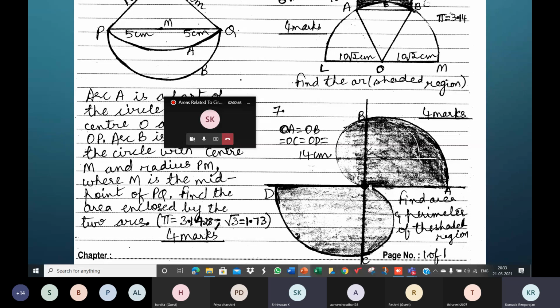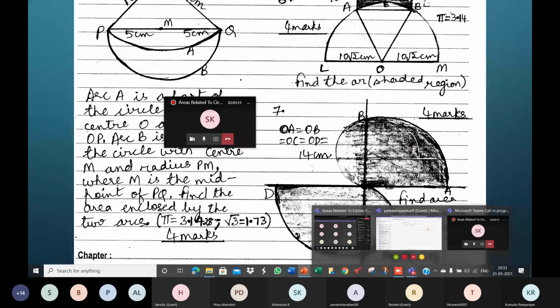Then we should go to CO, ma'am. Arc CO. Okay, this one, then plus arc OD. That is the arc in the quadrant with OD as radius. Yes, ma'am. Okay, and then plus OD. Very good.